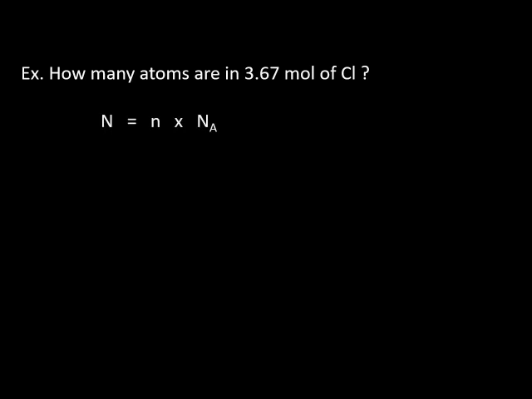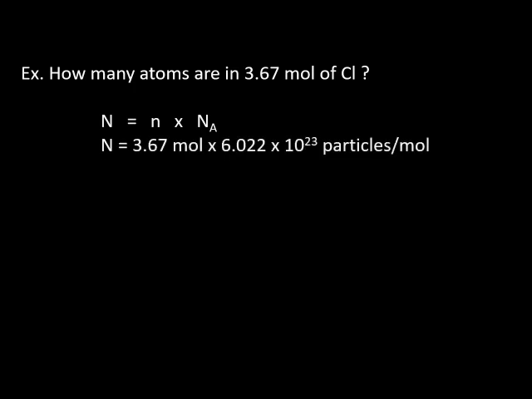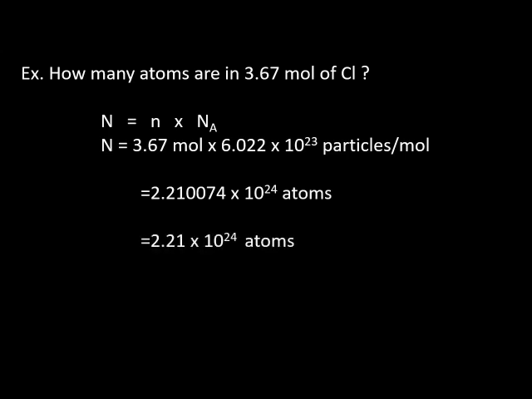All right, using our formula, N equals n times Na. Substitute in the values. Lowercase n is the number of moles, 3.67. Avogadro's number, 6.022 times 10 to the 23. Multiply those together, and we get 2.210074 times 10 to the 24 atoms. Round to sig digs. In this question, the number given is 3 significant digits, so our answer has to be that as well. 2.21 times 10 to the 24. All right. Now, try this with your calculator.